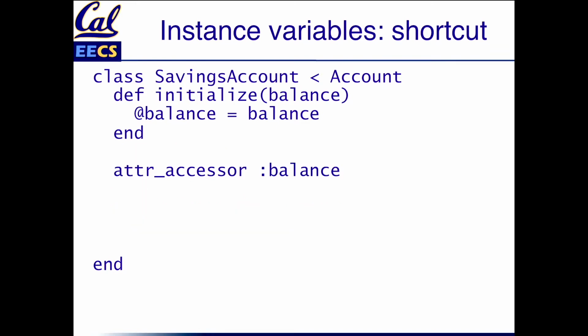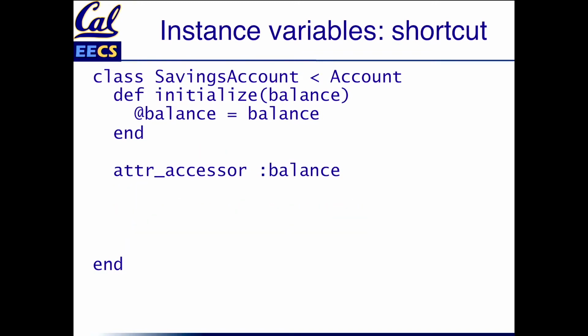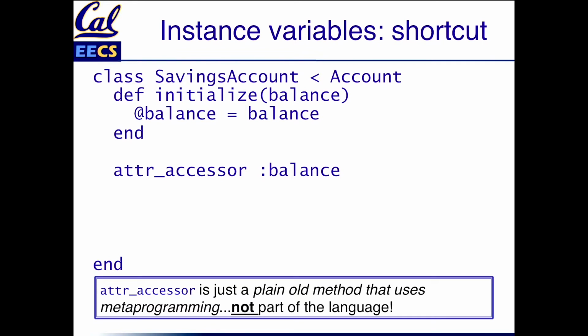Let me do that again. Old way, new way. I just made code disappear. So what is this magic attr_accessor thing? It's not part of the language. It is just a regular old method call.